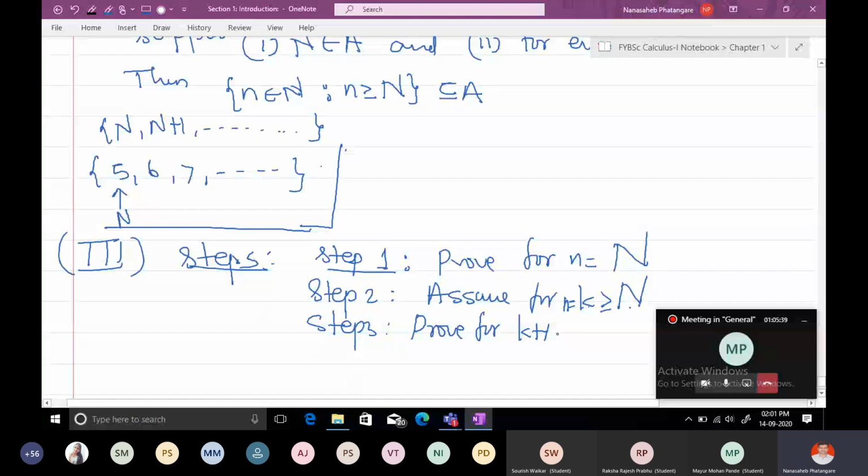So ultimately, what is our base step? N is equal to capital N, and then assume that it is true for every k greater equal this capital N, and prove for k plus 1. The method is the same, the only thing is what our initial step is. The initial or base step is capital N. Next time we'll see a problem on this, and then we'll go to strong induction.